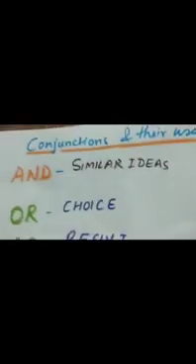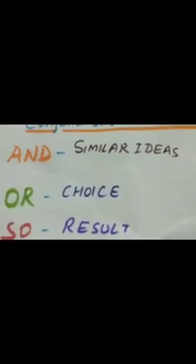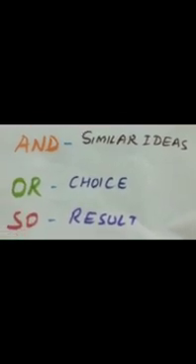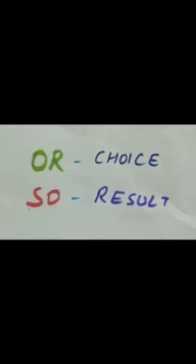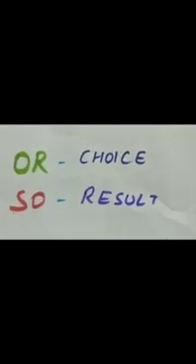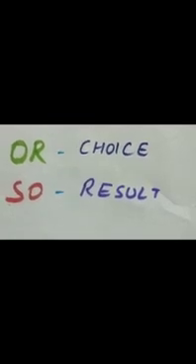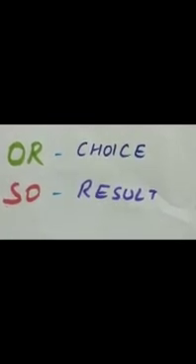Let's recap once more the conjunctions and their uses before doing the exercise. So and is used for joining similar ideas. Or is used to say the choice. So is used when the result is shown, or it means the reason, or you can say for this reason only this has been done. Okay, because and as or since, they all are used to state the reason.